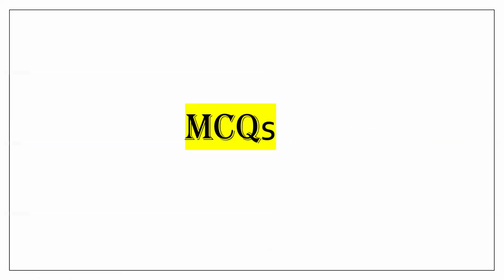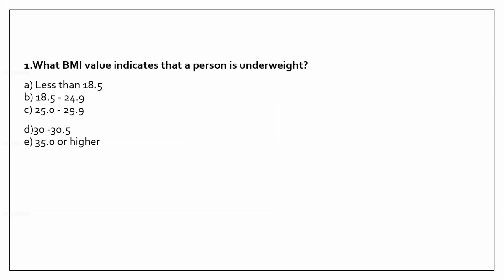Now, time for the MCQs. Number 1, what BMI value indicates that a person is underweight? A, a BMI less than 18.5; B, 18.5 to 24.9; C, 25 to 29.9; D, 30 to 35; E, 35 or higher. Alpha. Yes, the right answer is alpha.